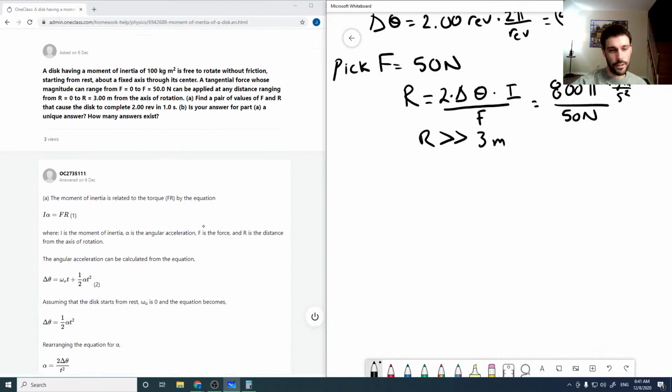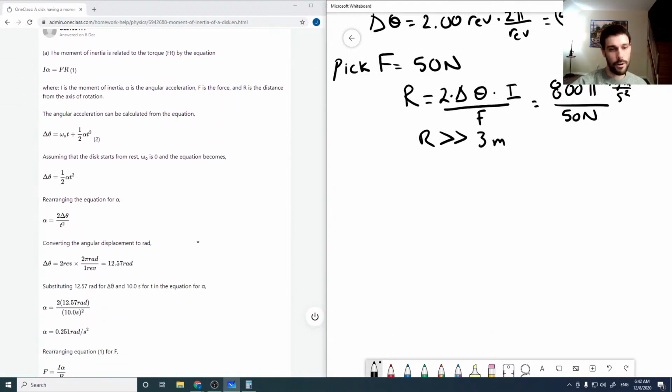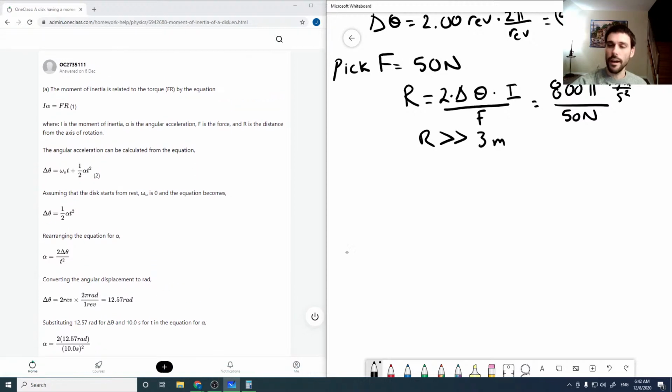But if we take a look at the solution here that somebody wrote up, they use 10 seconds. And 10 seconds is possible, so I'm going to do that. So I'm going to use t equals 10 seconds. As the t equals 1 second there's no force or radius that works. So if that's the point of the question, then fine, there's just no values of force or radius that work. But for the point of having something to solve, I'm going to use 10 seconds.